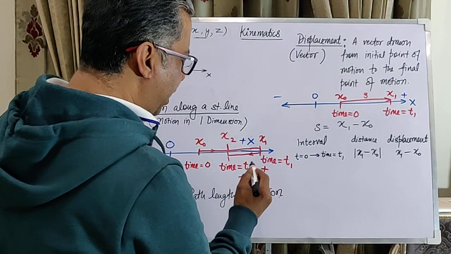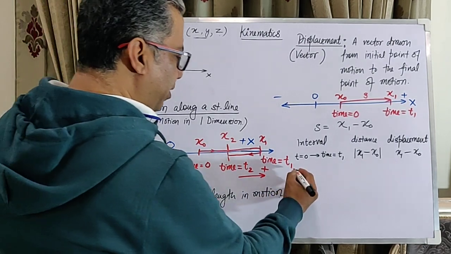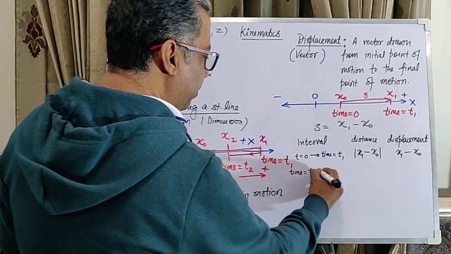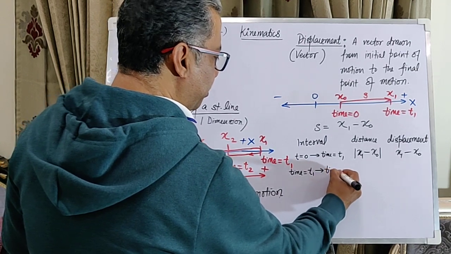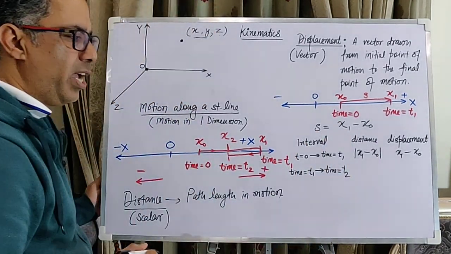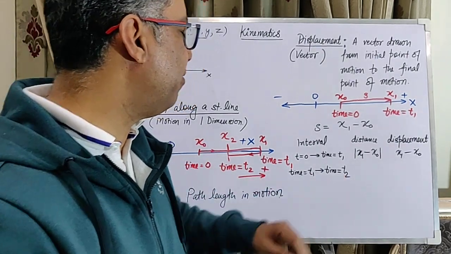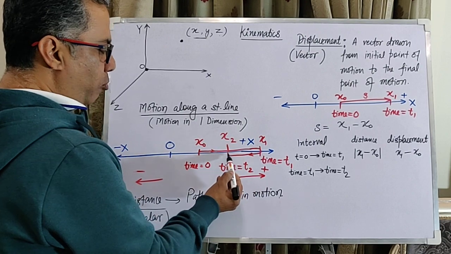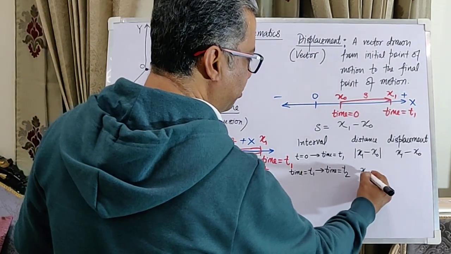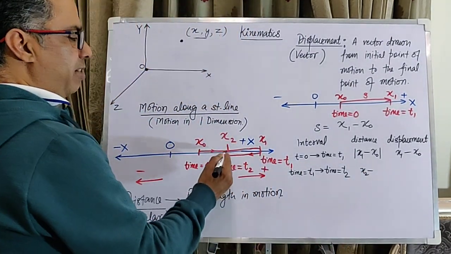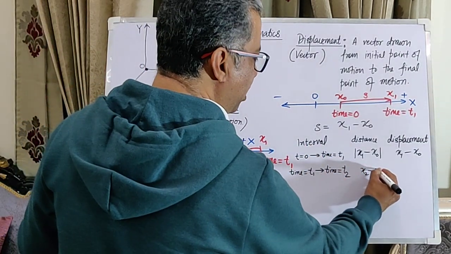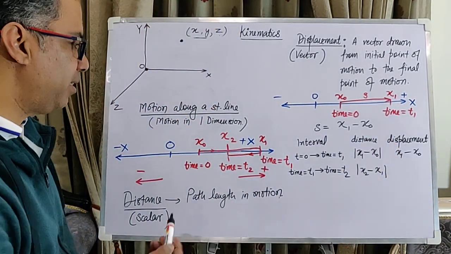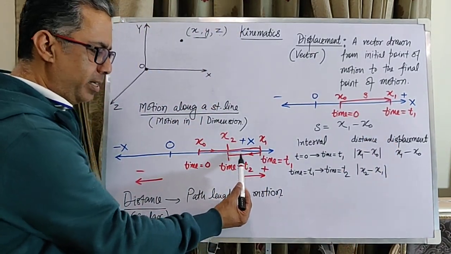Now let's move on and study the next interval from time equal to t1 to time equal to t2. During this interval, the final coordinate is x2. From that we subtract the initial coordinate, that's x1, and then we take a mod, and that's the distance, the length of the path from here to here.